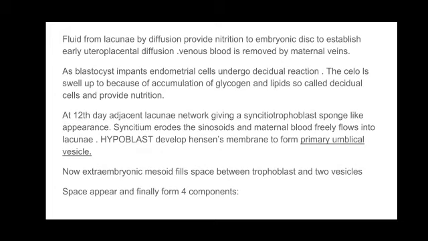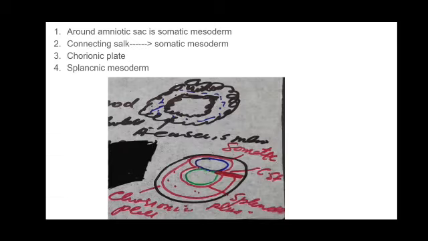Now extraembryonic mesoderm fills the space between the trophoblasts and the two vesicles. Spaces appear and finally form four components. Around the amniotic sac, the extraembryonic mesoderm is surrounded; the name is somatic mesoderm. Around the connecting stalk, the mesoderm is also somatic mesoderm.